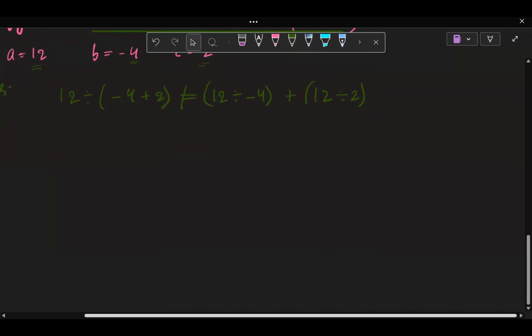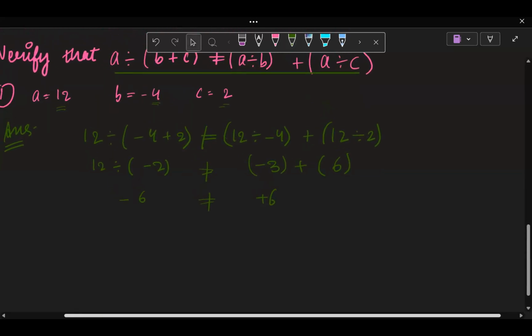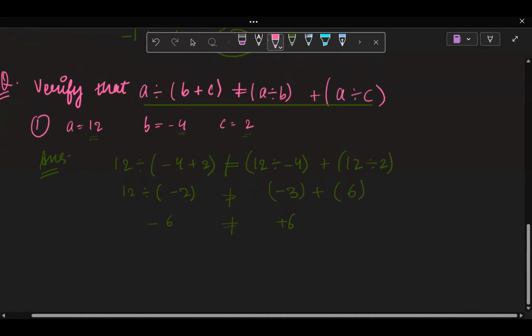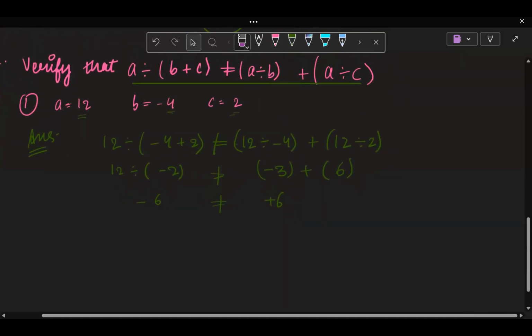You solve this side and this side, like we did these types of questions in the previous class for multiplication. First, 12 divided by (-4 plus 2): -4 plus 2 is -2, and 12 divided by -2 is -6. Over here, 12 divided by -4 is -3, plus 12 divided by 2 is 6. So -3 plus 6 is +3. You see, these are not equal, right? You only have to prove that these are not equal. Can you do such types of questions? Yes.